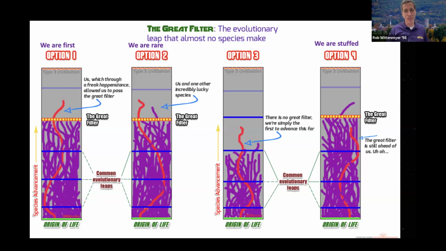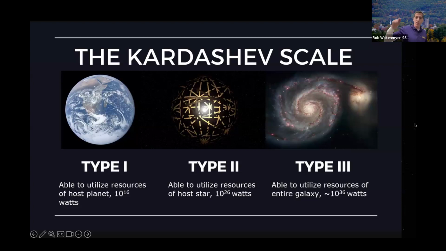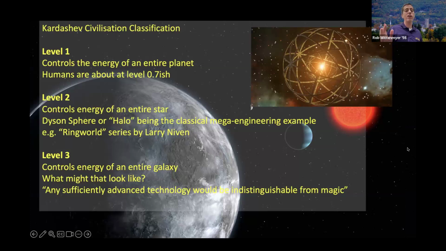Kardashev scale. This is a fun concept in terms of thinking about alien civilizations and how much energy they use. So we're the Earth. We're not even type one. We're like type 0.7. We haven't made it to one yet. You can think of a K2 civilization as basically collecting the energy of its whole star, right? Dyson spheres being the classic example from science fiction. And a K3 would use the energy of a whole galaxy. We don't even know what that looks like. And again, this is where you get into real fun speculation, and it's essentially indistinguishable from magic at that point. That's a famous Arthur C. Clarke quote.